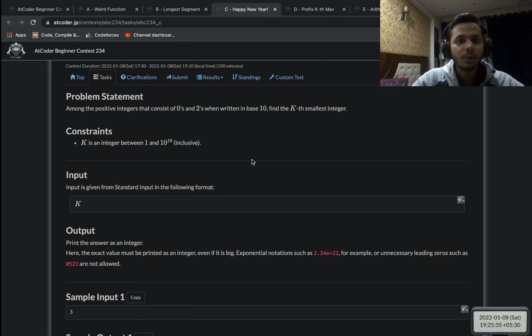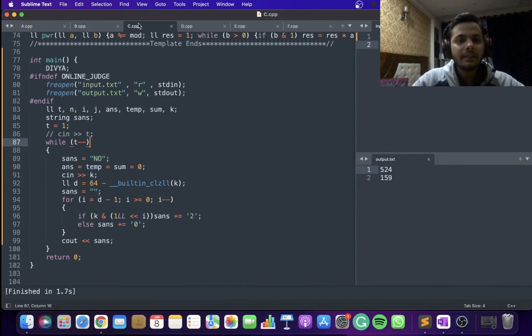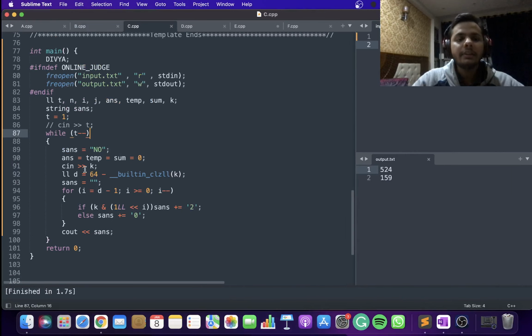So let's jump to the code now. The code again is really simple. You can figure out the length of the number by this single line, 64 minus built-in CLZ of k. Built-in CLZ is just a function which finds the total number of leading zeros in the binary representation, and if we subtract that from 64, we get the length, because a long integer has 64 bits.